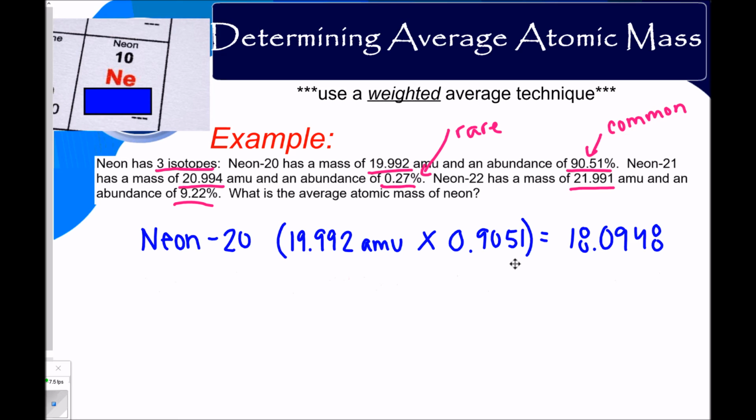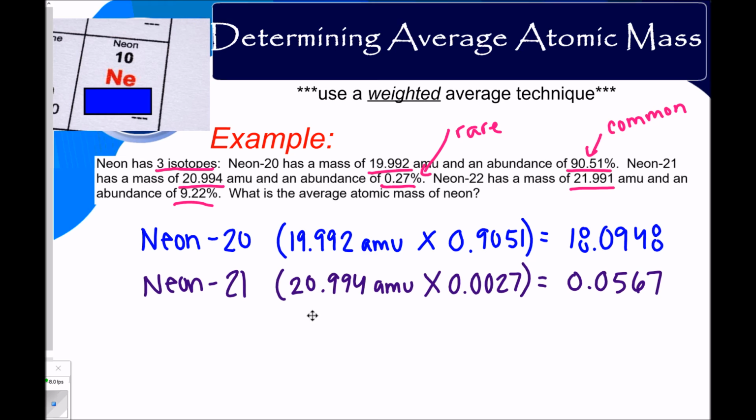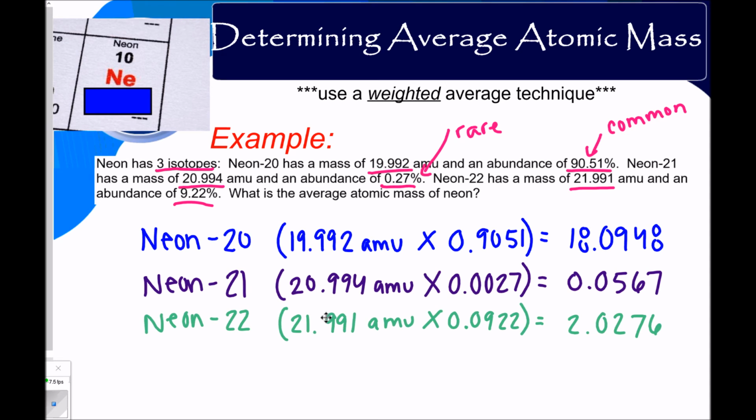Please don't forget to do this. Don't just multiply by the percentage number. You have to divide by 100 first. So what I got was 18.0948. I'm going to do this for the next two as well, for neon 21 and for neon 22. Then after doing this, I'm going to add my answers together and I get 20.18.